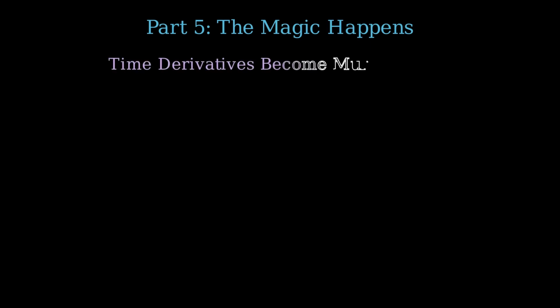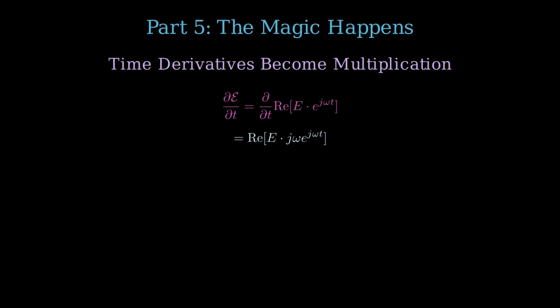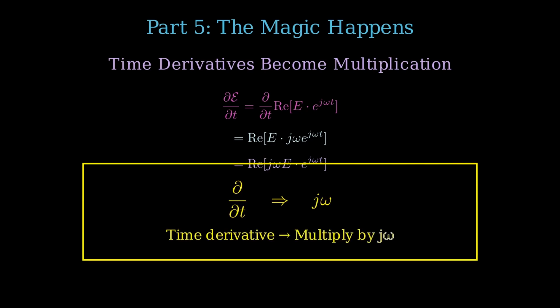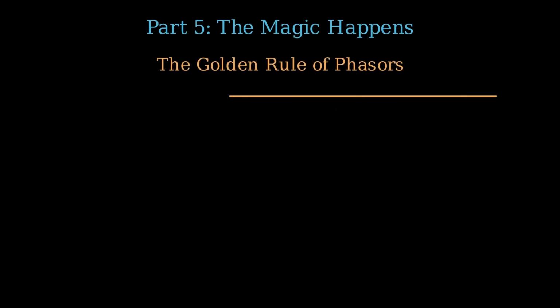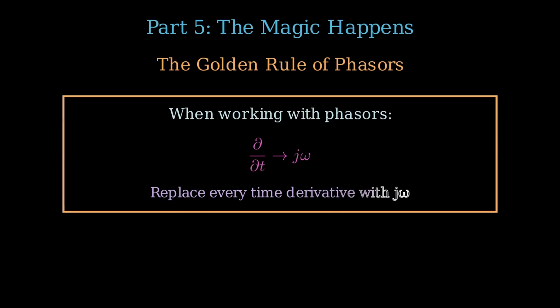Now for where the magic really happens. With phasors, time derivatives become simple multiplication. If we take the time derivative of the full time domain expression, we see that the derivative only acts on the e to the j omega t term, which brings down a factor of j omega. The result is profound. The time derivative operator is simply replaced by multiplication by j omega. This is the golden rule of phasors. When working in the phasor domain, every time derivative is simply replaced with j omega. This turns calculus into algebra.